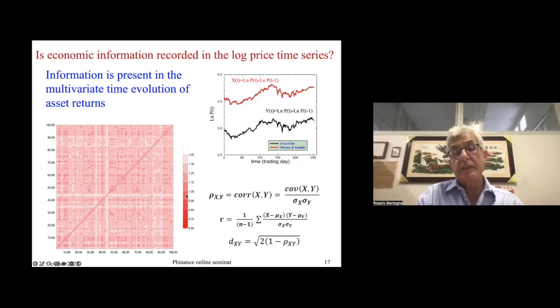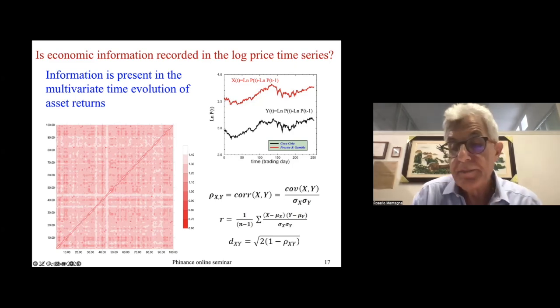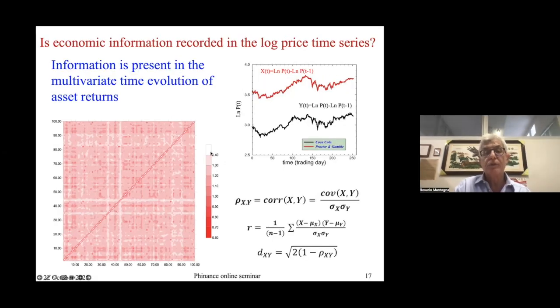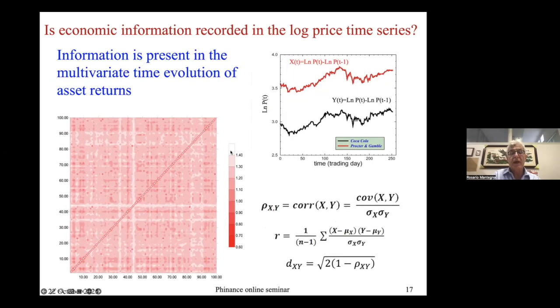You see, provided in terms of a measure that we call distance. The indicator is a distance, this quantity here, which is the square root of 2 times 1 minus the correlation coefficient. So when you have a correlation, a cross correlation in this case, which is close to 0, you will have square root of 2, which means a color which is white.